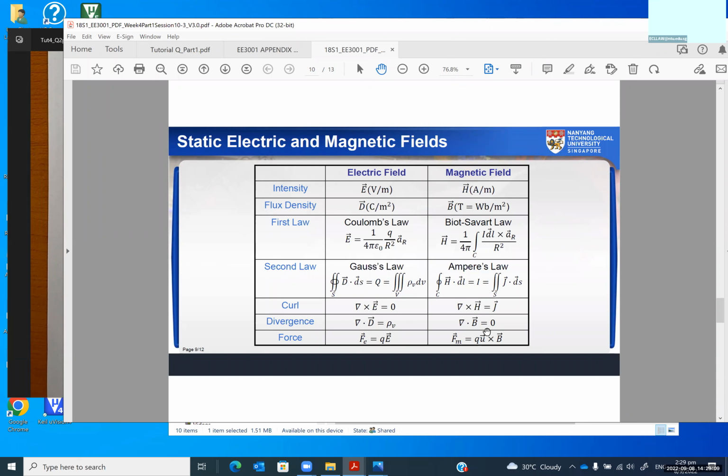Force is another interesting thing, right? If you want to calculate force in the presence of an electric field, it's just the charge Q times E for electric. And then for magnetic it's the charge times the cross product of the moving charge's velocity, I think the u vector, cross B.